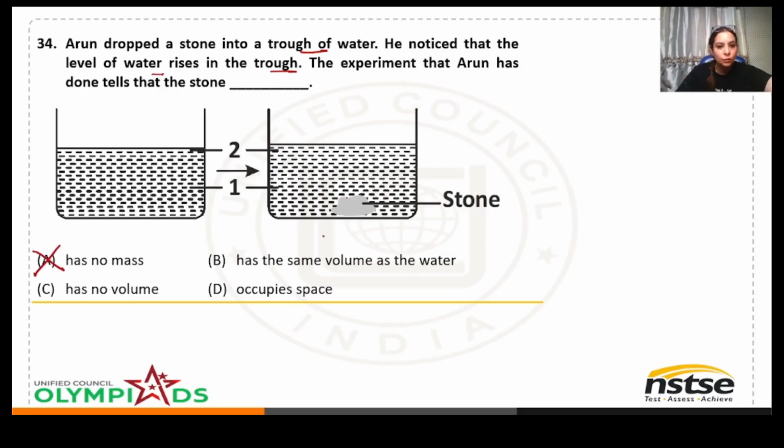It's incorrect, because stone has mass. Has the same volume as water? No, it is not possible. Has no volume? Again, not possible, because all solid things have definite shape and definite volume as well.